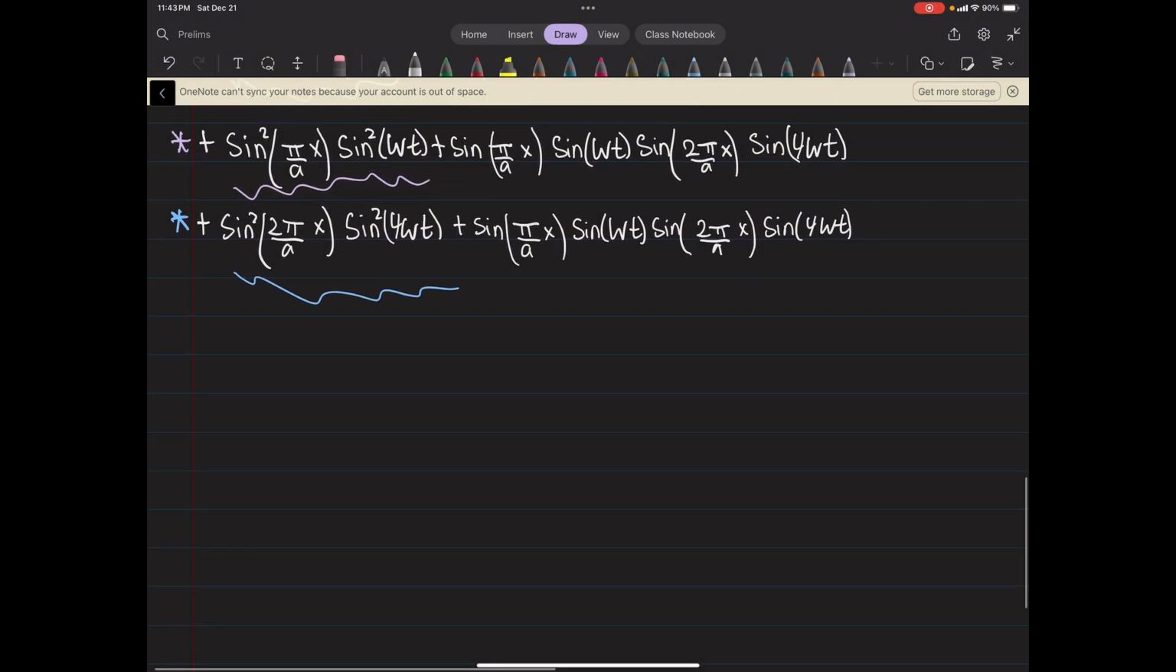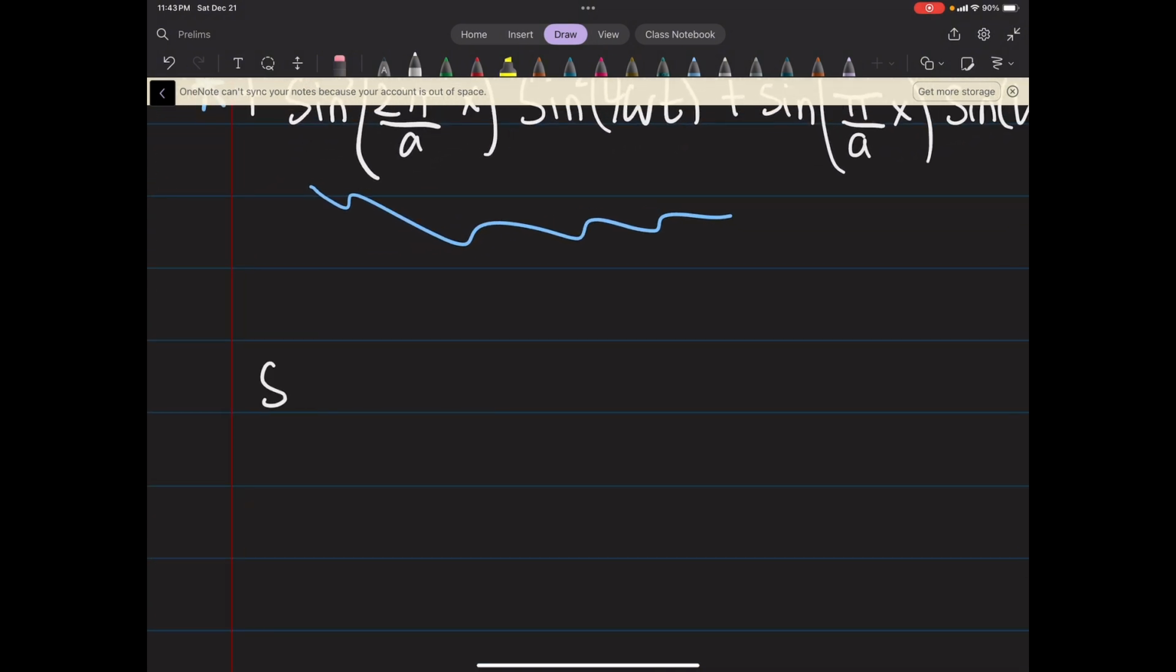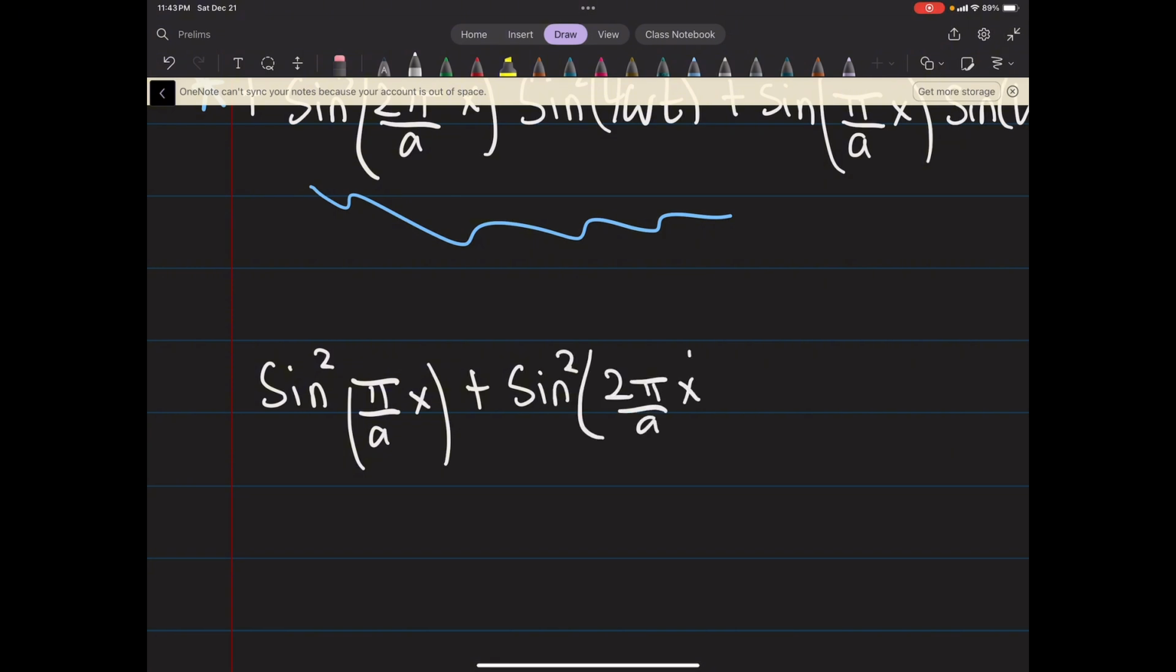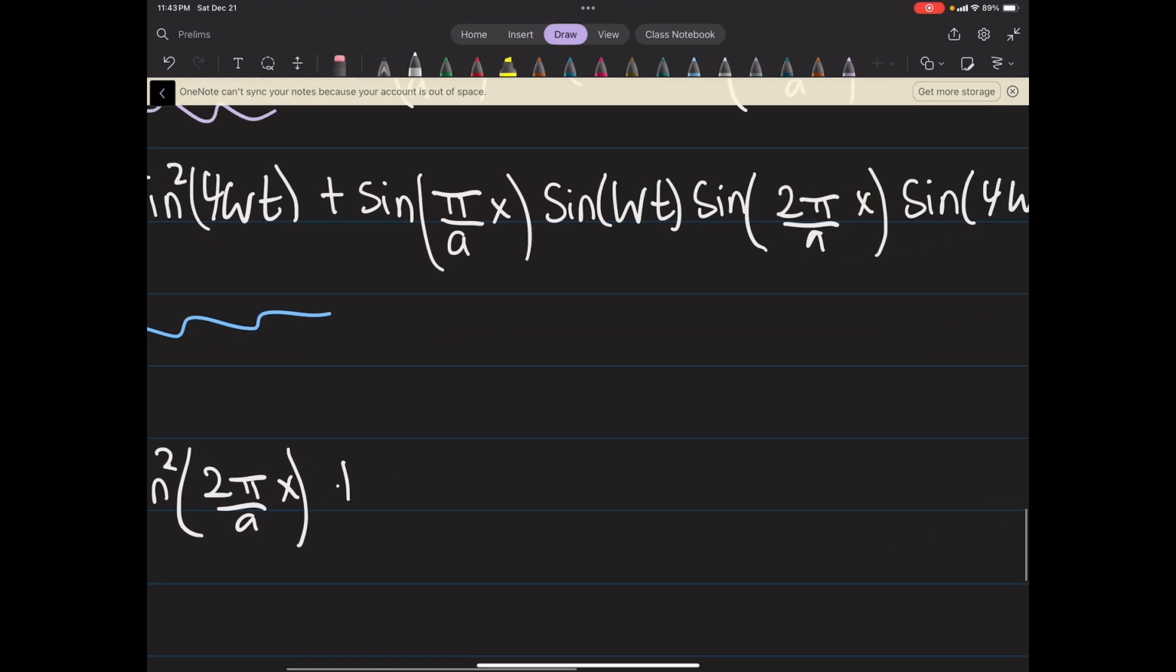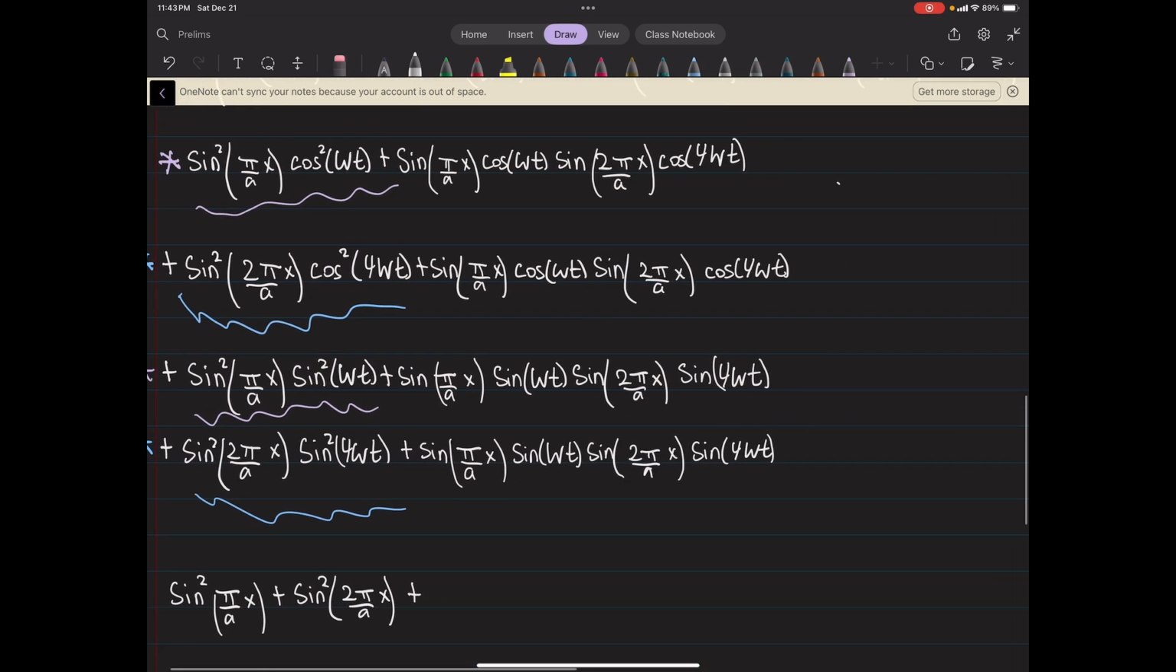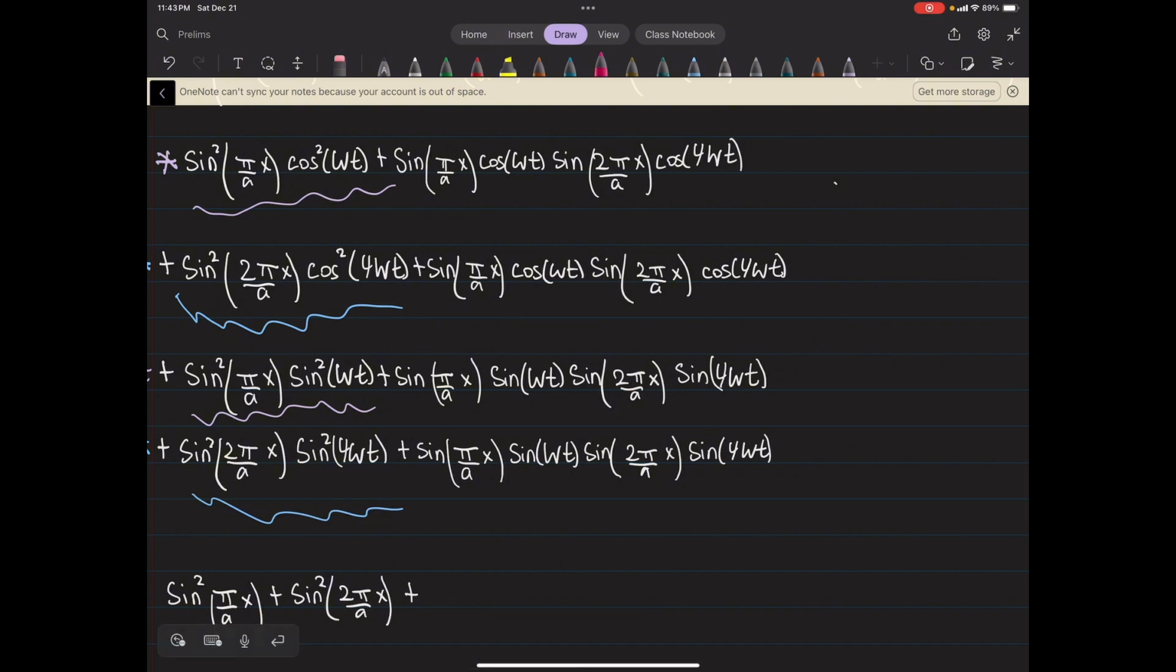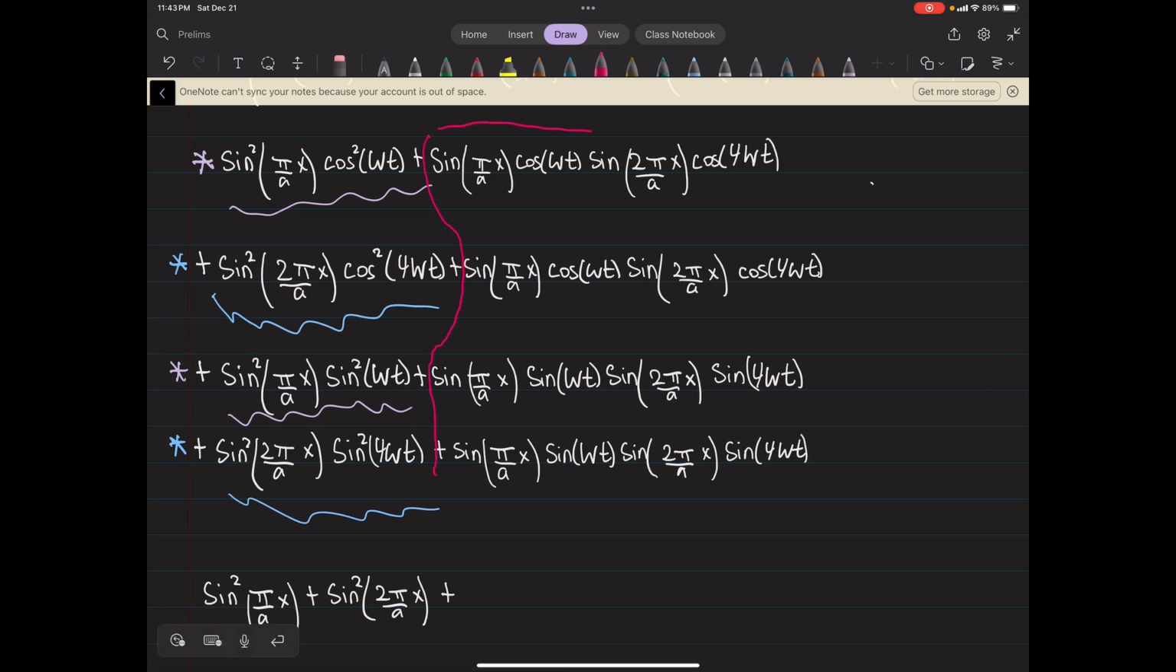So we'll get sine squared pi over ax plus sine squared 2 pi over ax plus, now if we look at these parts, so everything to the right of that red line, so I'm going to just box this part, everything inside that red part.